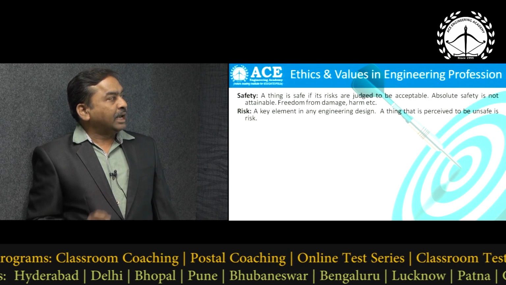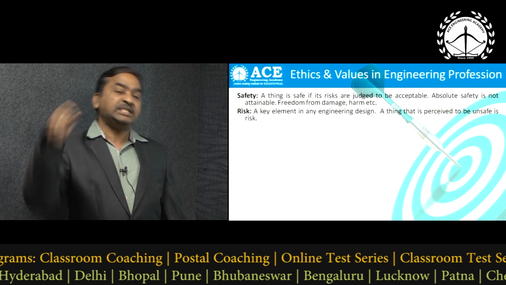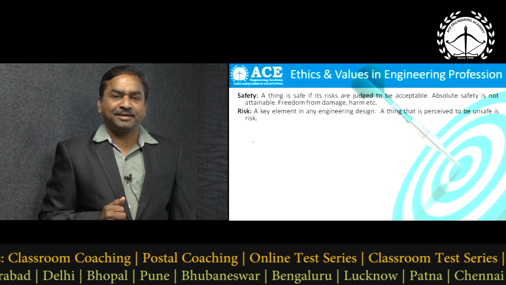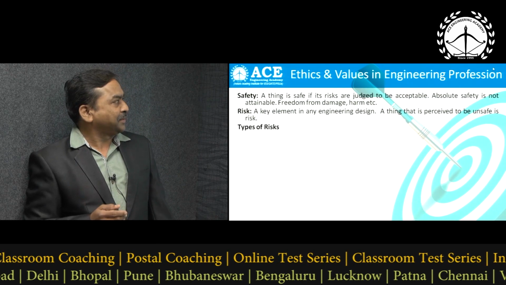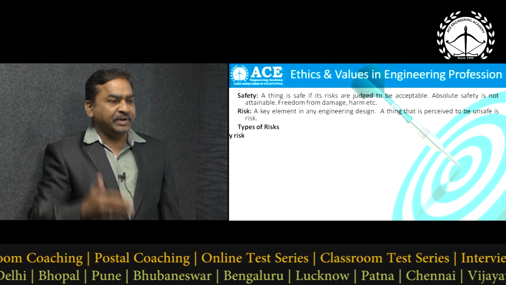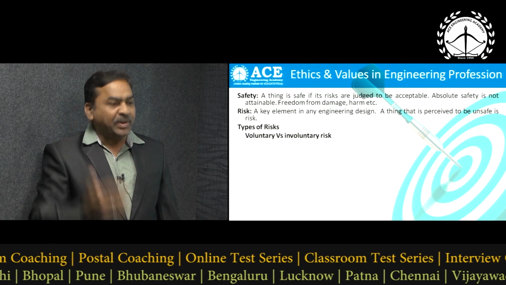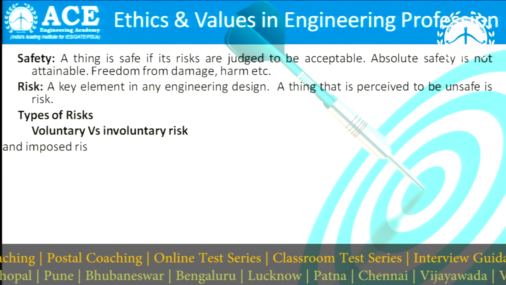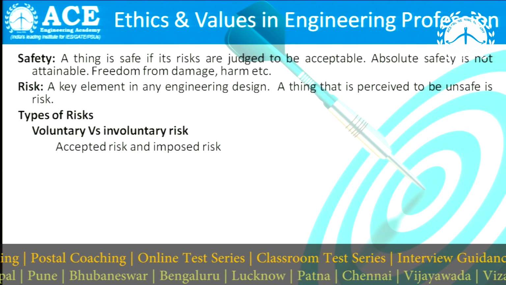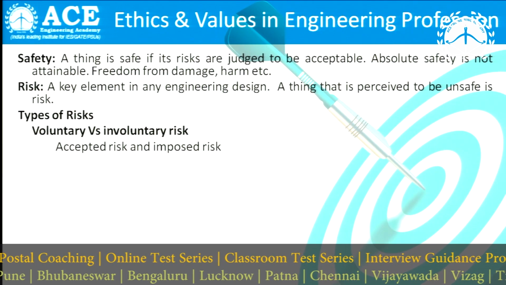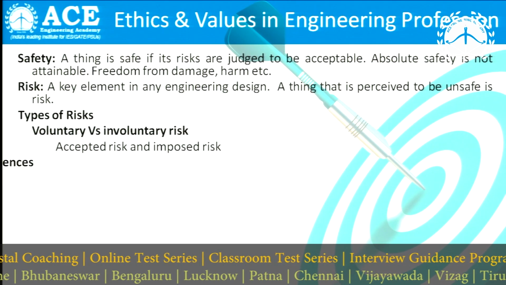What is risk now? A thing that is perceived to be unsafe is a risk. You see that these are dual to each other, converse to each other. Coming to the types of risks, there are various classifications. Quickly we will see the nomenclature. A detailed treatment can be done at a later time. Voluntary versus involuntary. Voluntary means you accept the risk. Involuntary means you are forced to take that risk.